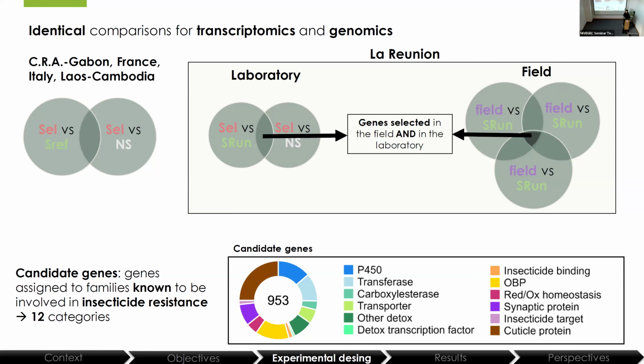Then we assigned the genes to, or not to, a candidate gene category. Those 12 categories correspond to families known to be involved in insecticide resistance. And we assigned 953 genes to those categories in albopictus. So there are a lot of detoxification enzymes and cuticular proteins.